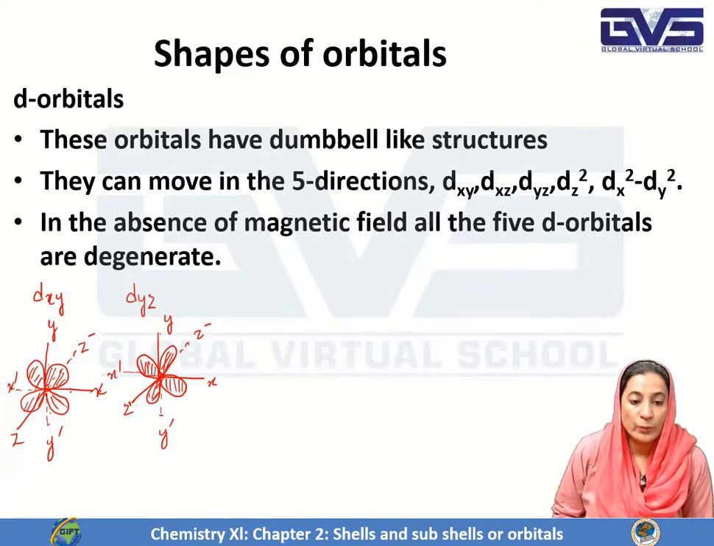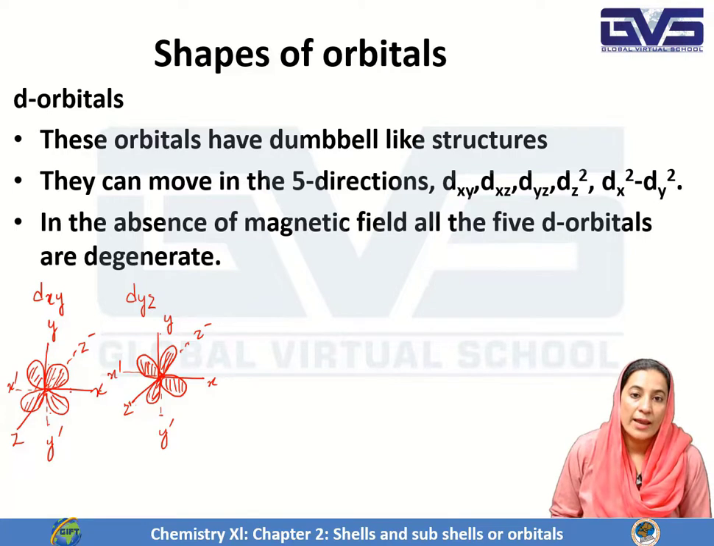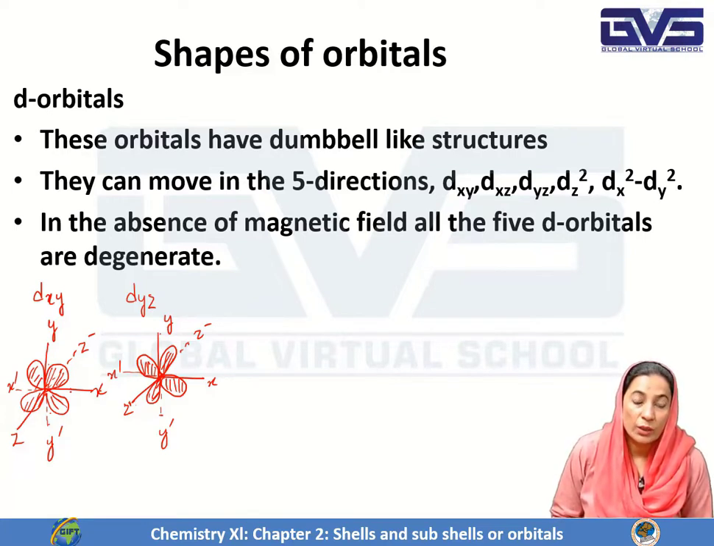So these are between the z and y axis. This is not on the x axis. This is between the y and z axis. So dyz means the dumbbells are between y and z. Similarly, the third one is dxz.